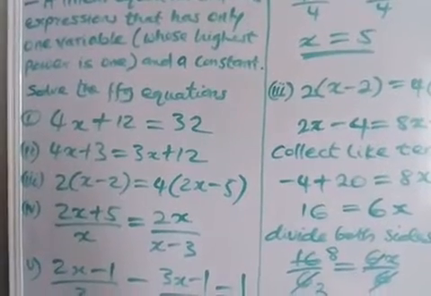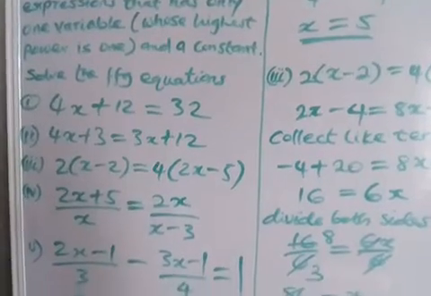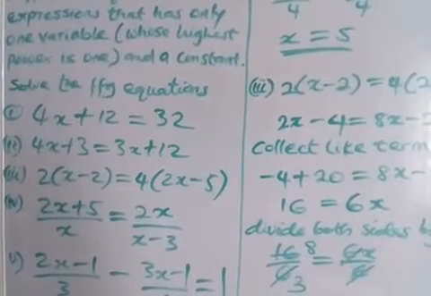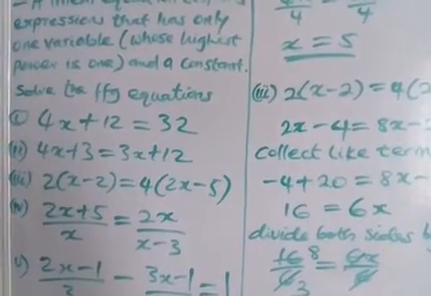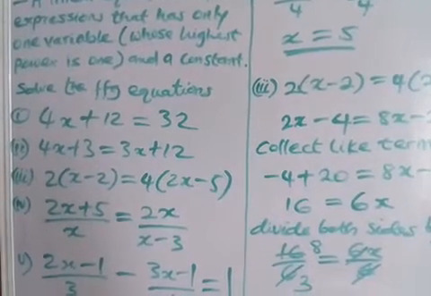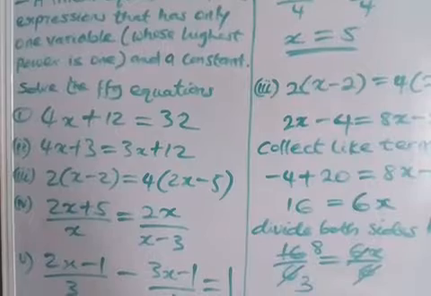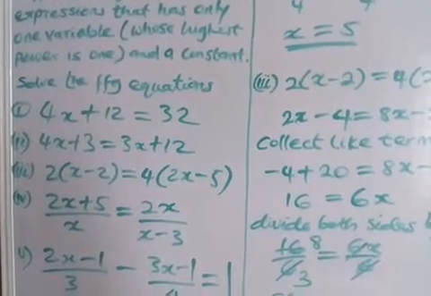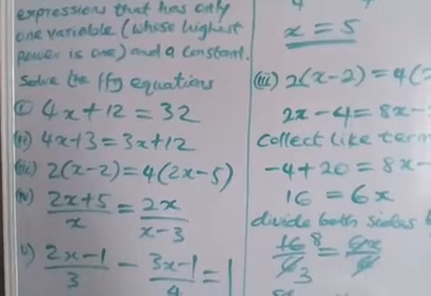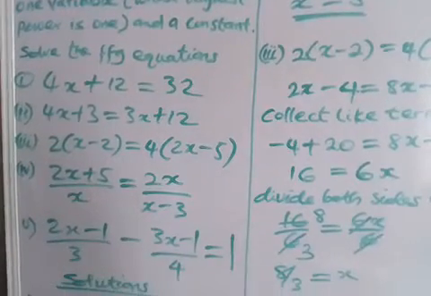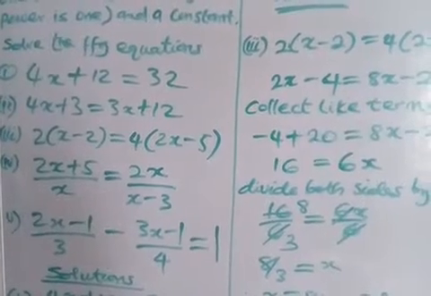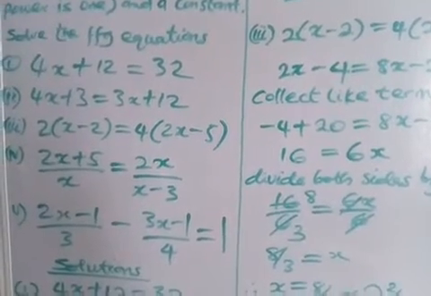So we have questions here to be solved, 1 to 5. Question 1, we have 4x plus 12 equals 32. We have 4x plus 3 equals 3x plus 12. We have 2(x minus 2) equals 4(2x minus 5). We have (2x plus 5) over x equals 2x over (x minus 3). And the last one, we have (2x minus 1) over 3 minus (3x minus 1) over 4 equals 2.